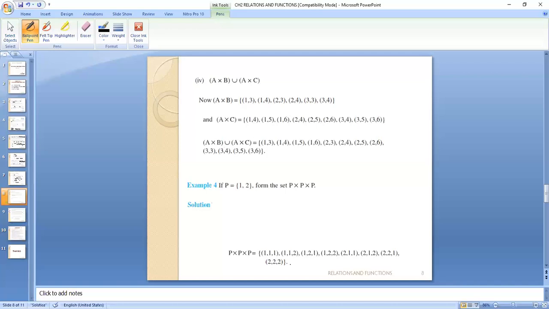Now next example: if P is a set with elements 1, 2, what will be the set P cross P cross P, right?